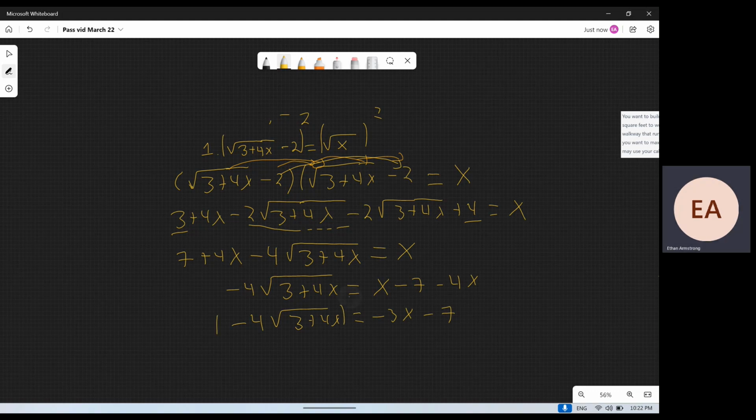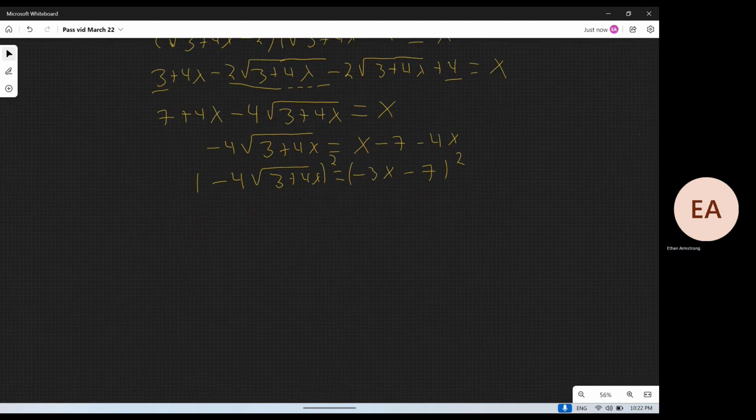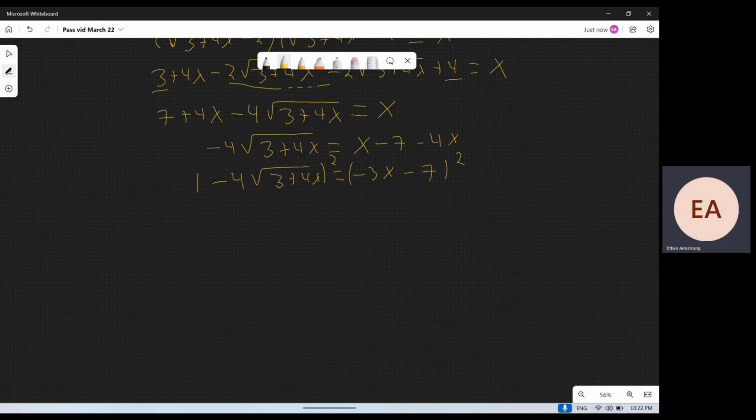So we're going to square each side. And so negative 4 square root of 3 plus 4x. So we square the coefficient in front. So negative 4 squared would be 16. 2 negatives cancel out. And then we multiply the root as well. So that would give us 3 plus 4x.